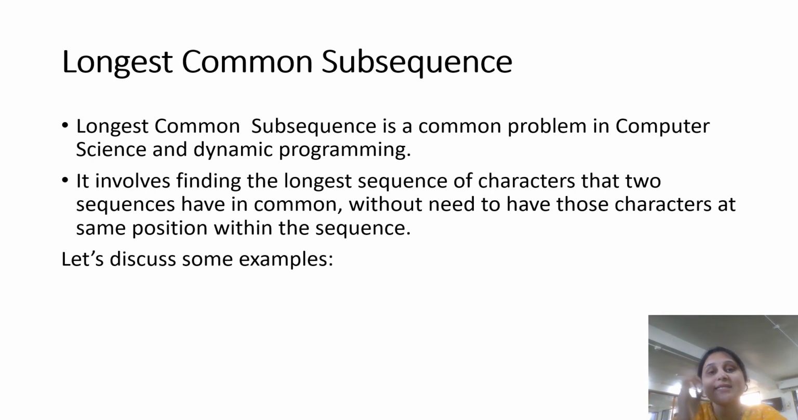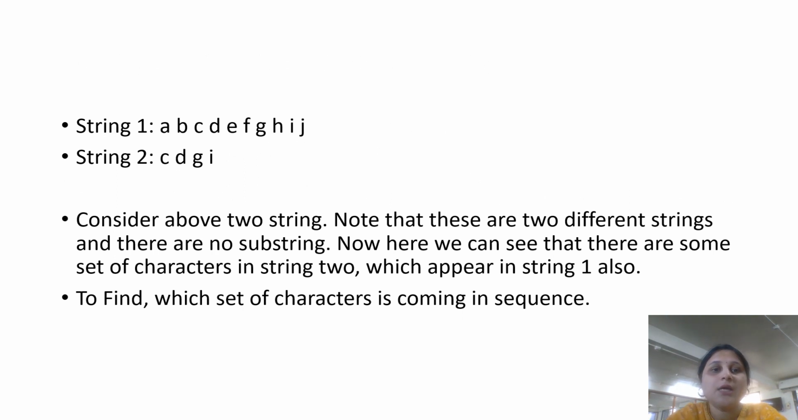Okay, first we'll discuss the examples. Now see here students, we have two different strings: A, B, C, D, E, F, G, H, I and J. The first string contains these characters and string 2 has four characters, that is C, D, G and I. Now these two strings are not substrings of each other. Okay, they are two different strings.